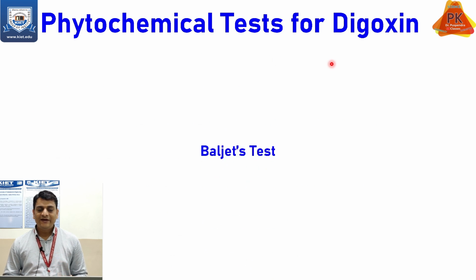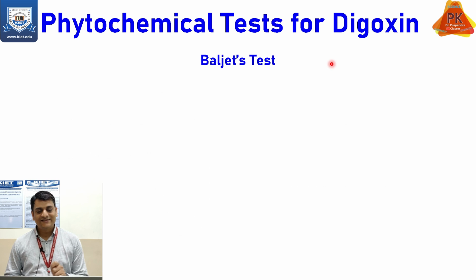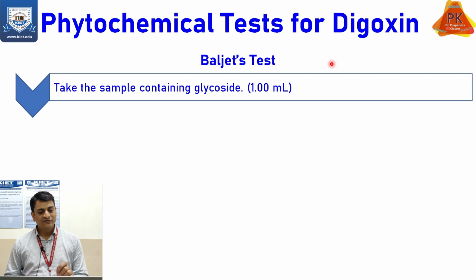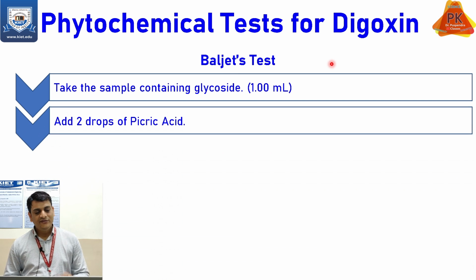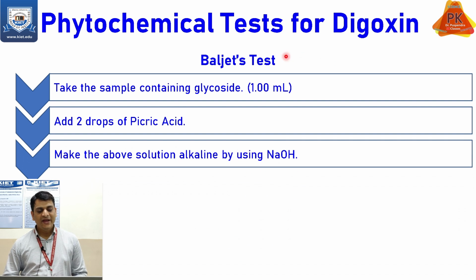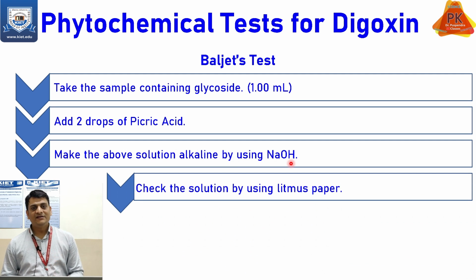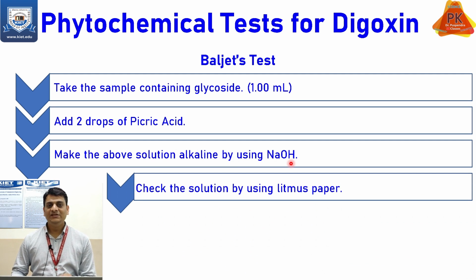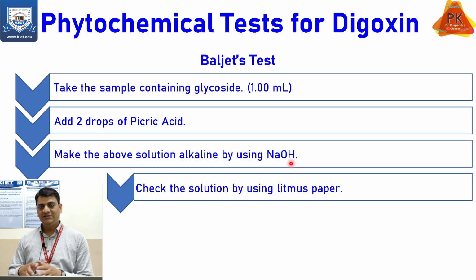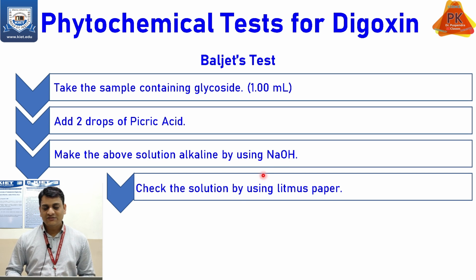Now coming to the second phytochemical test, which is Baljet's test. So here, the same way, we will take the sample containing glycoside and the amount of sample will be 1 ml. Then we will add 2 drops of picric acid solution. After that, make the above solution alkaline by using NaOH, and we will check the solution for alkalinity, meaning whether it is alkaline or acidic, by using a litmus paper.